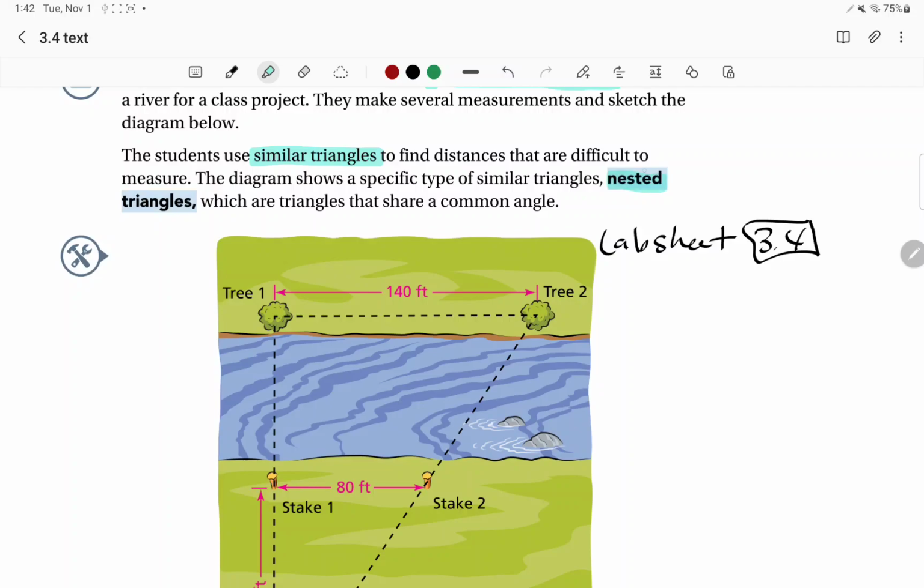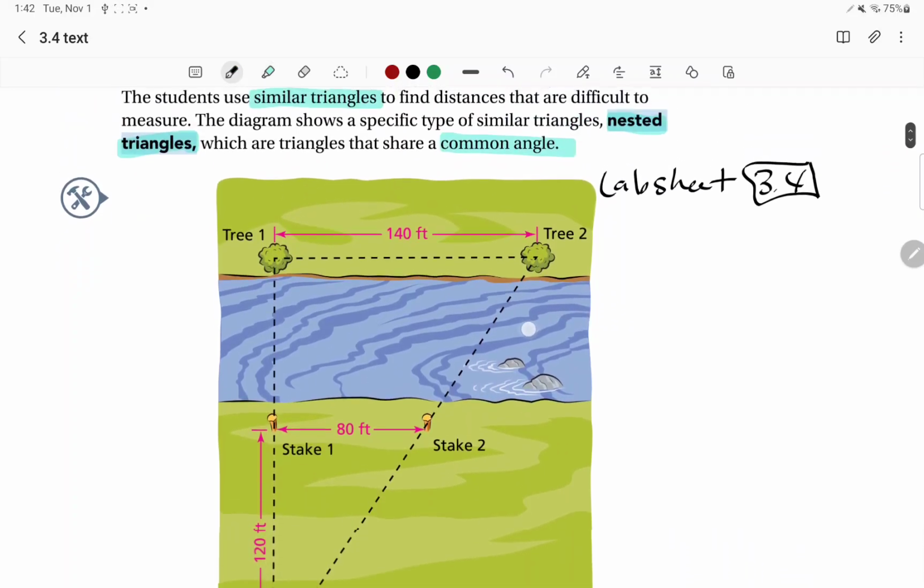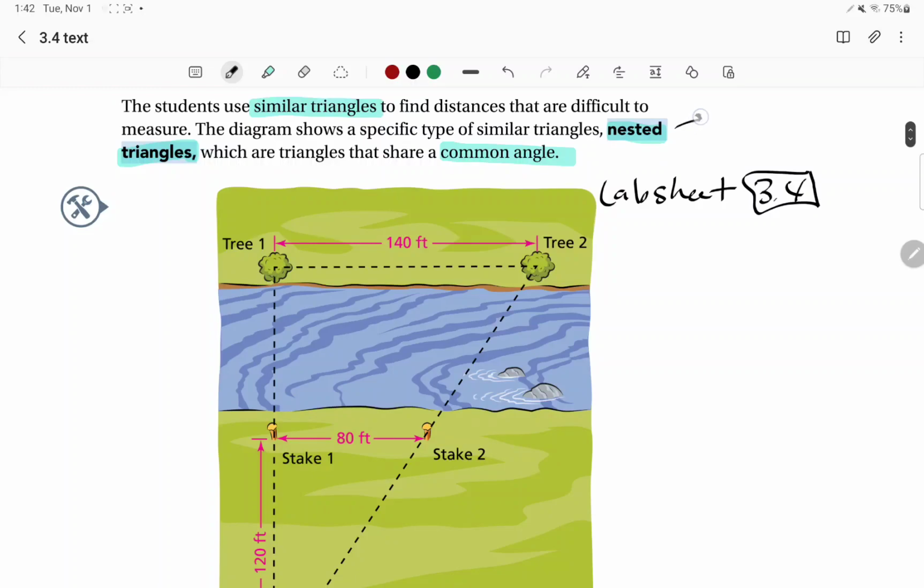These are called nested triangles. Write that in your notes. Nested triangles are triangles that share a common angle. In other words, with nested triangles, what you have to understand is that they are similar. They share a common angle and they are similar to each other.